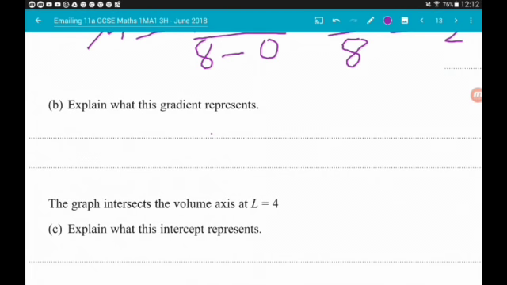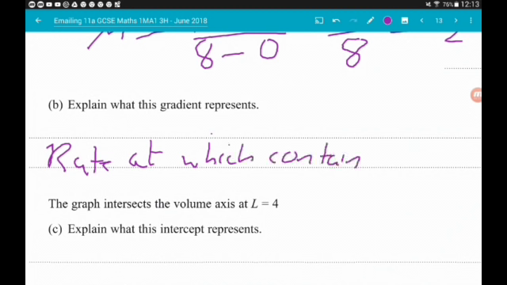B wants us to explain what this gradient represents. So not only does it show us that the container is filling up, it tells us the rate at which the container is filling up. So it tells us the rate at which the container is filling.